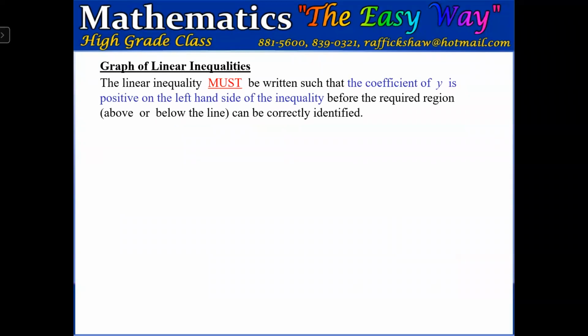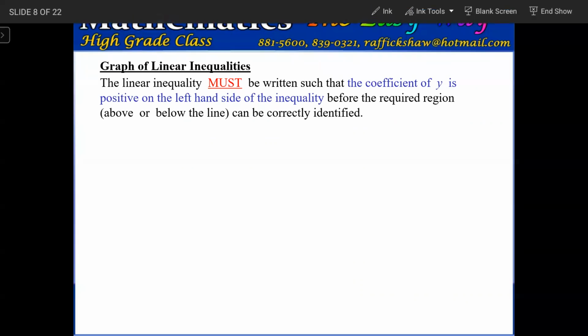So this is it. Now, the linear inequality must be written such that the coefficient of the y is positive on the left-hand side of the inequality before the required region above or below the line can be correctly identified. Now, let me tell you what this means. If you have an inequality expression, all it is saying is that you want the y value over this side, and the inequality sign is here, either less than or greater than. You want the y value over this side to be a positive y value. That's what you want.